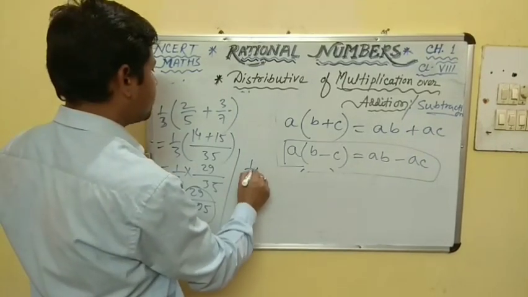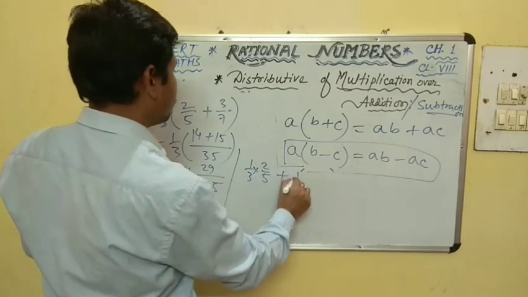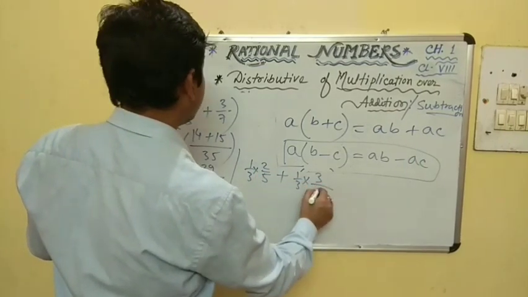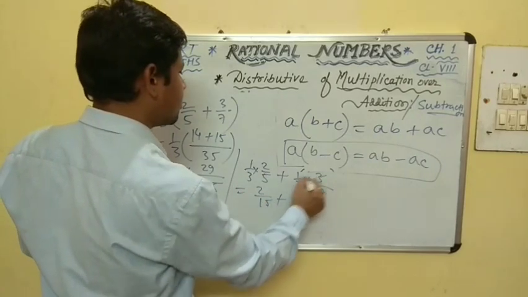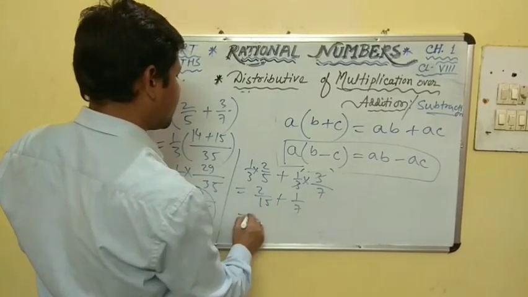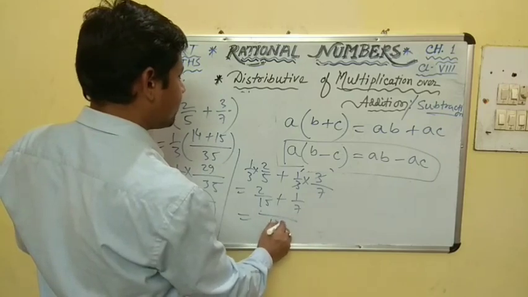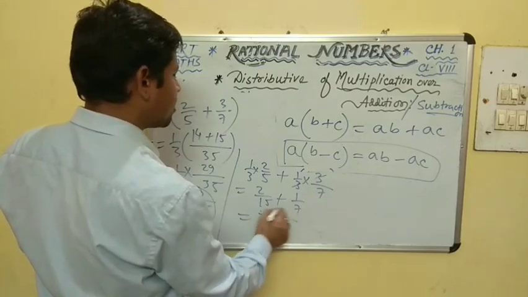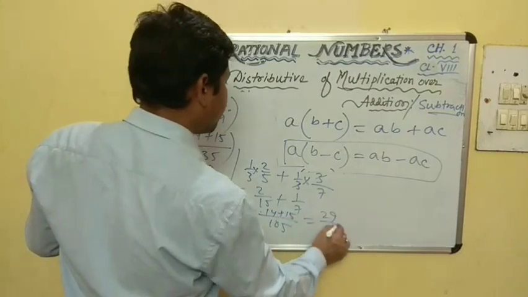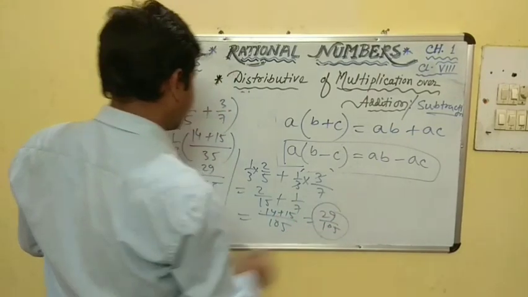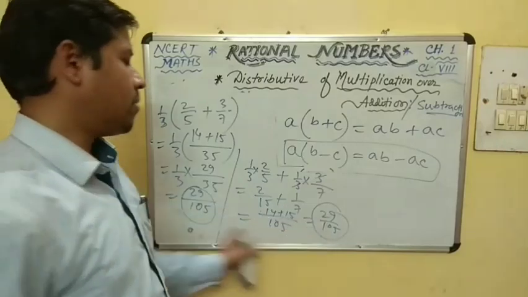So 1 by 3 into 2 by 5 plus 1 by 3 into 3 by 7. So 2 by 15 plus, 3 will be cancelled and 1 by 7 will be there. So 15 sevens is 105 and 2 sevens is 14, plus 15. So we will get 29 by 105. In both the cases, we see that it is 29 by 105.